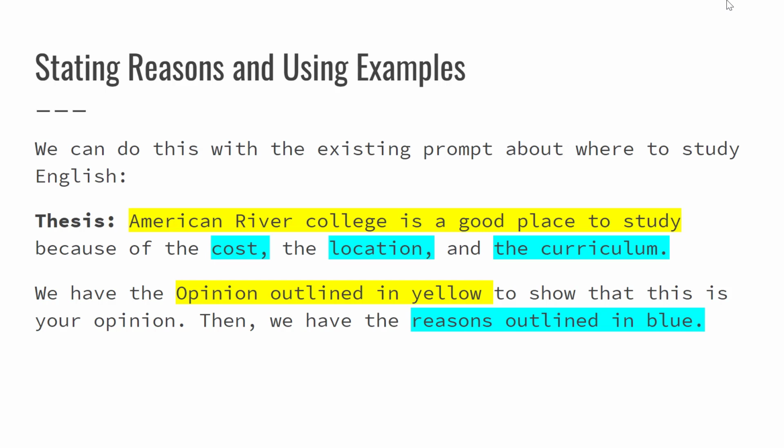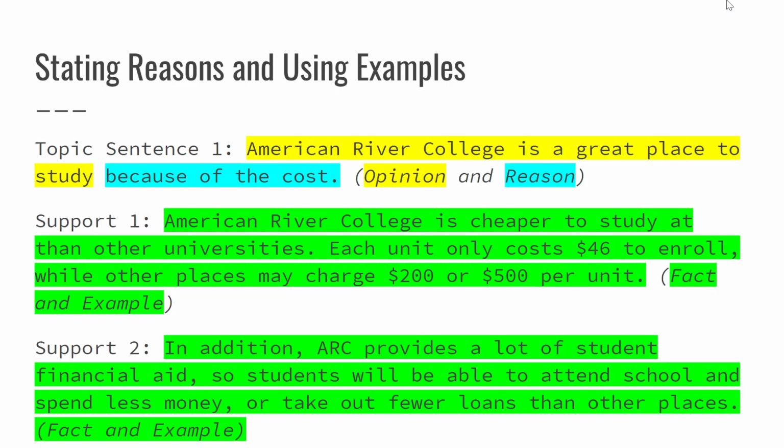We can also do this with the existing prompt about where to study English, just so you can see another example. So your thesis could be, American River College is a good place to study because of the cost, the location, and the curriculum. We have the opinion outlined in yellow to show that this is your opinion, and then we have the 3 reasons outlined in blue. So your first topic sentence, American River College is a great place to study because of the cost. The opinion, again, is in yellow, and the reason is in blue.